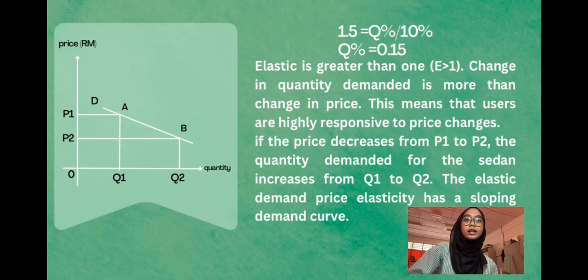Elastic demand is greater than 1. The change in quantity demanded is more than the change in price. This means that consumers are highly responsive to price changes. If the price decreases from P1 to P2, the quantity demanded for the sedan increases from Q1 to Q2. Elastic price demand has a sloping demand curve.